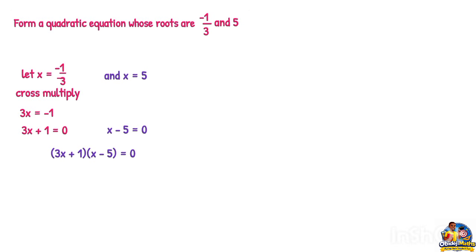So we have 3x into brackets x minus 5 plus 1 into brackets x minus 5 equals 0. Expand. We are going to have 3x times x, that's 3x squared, minus 3x times 5, minus 15x, plus 1 times x minus 5 equals 0. Minus 15x plus x is minus 14x. So we have 3x squared minus 14x minus 5 equals 0. That's the final answer.